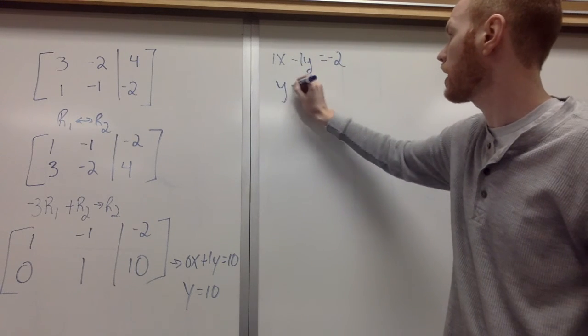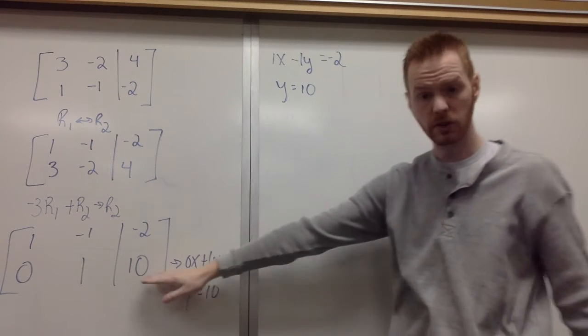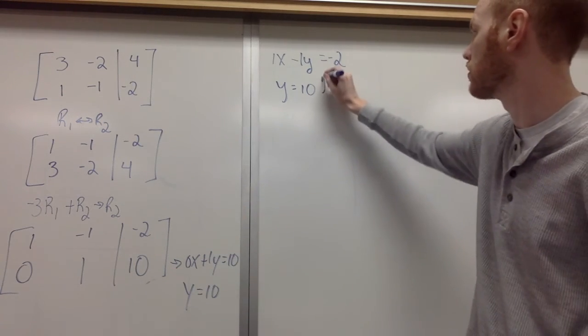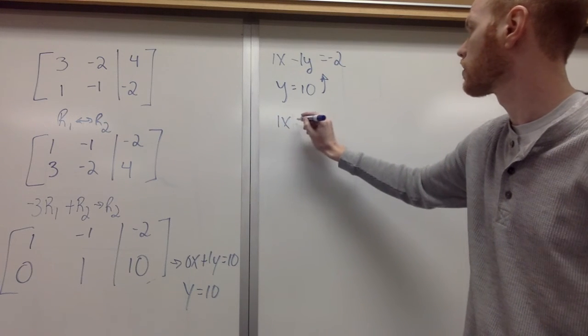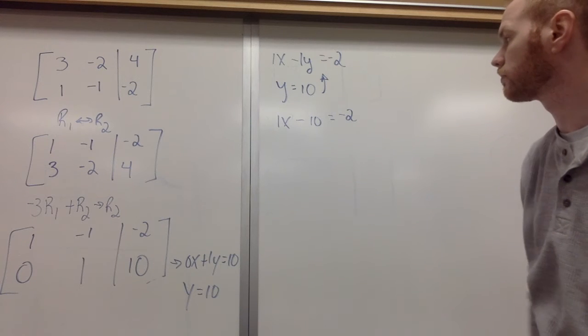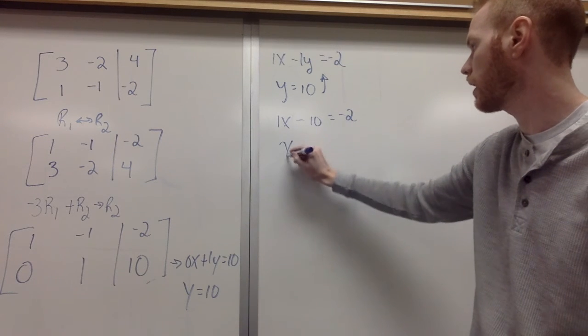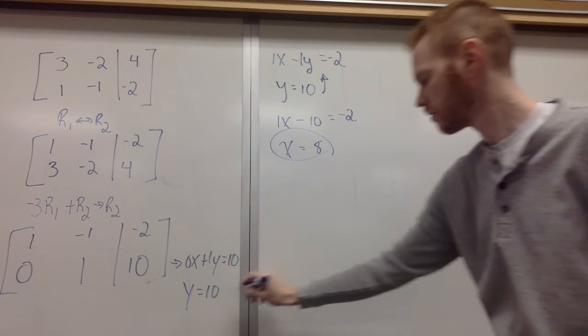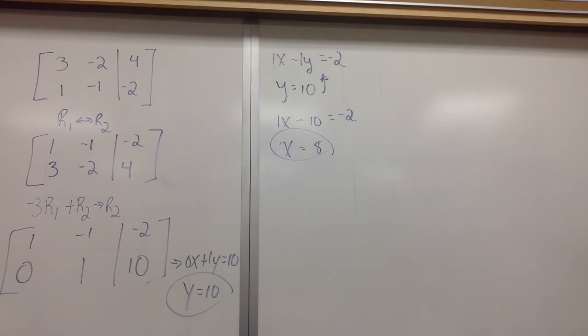Well, I know that y is 10, right? I solved for that already. So what I'm going to do is plug this into here. I'm going to substitute. So 1x minus 10 equals negative 2. Add 10 to the other side. We get, what, 8 for that guy? Okay, and we're done. We just solved this system.